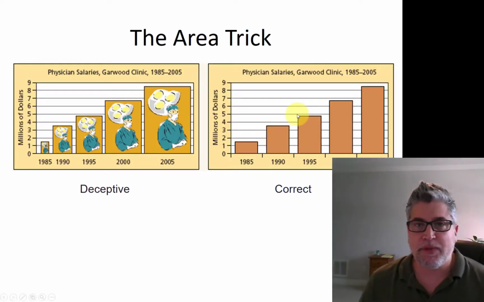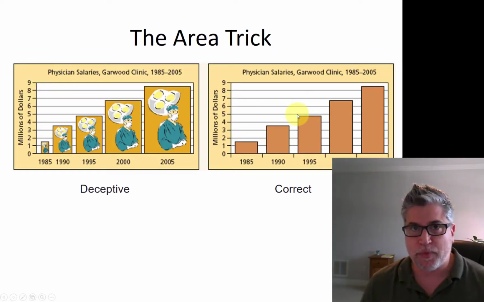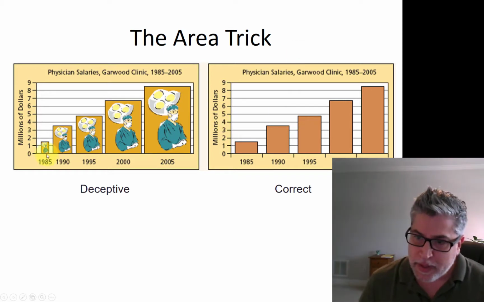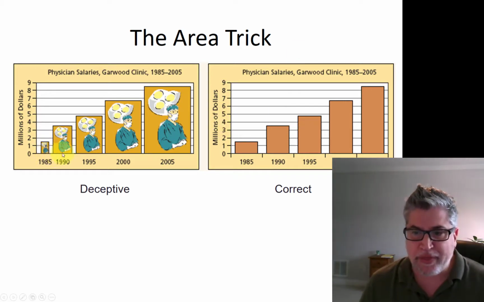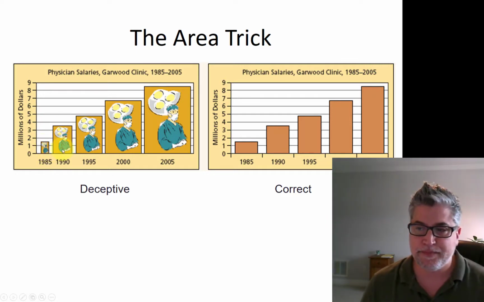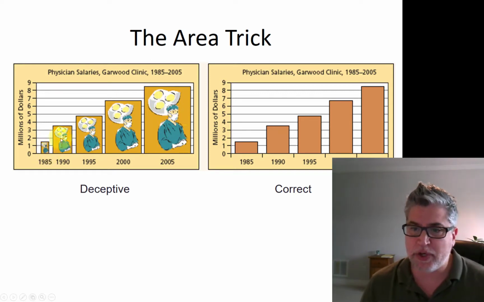The area trick is something people do with bar charts or bar graphs. The bars should have equal width, and the difference should just be the height difference. But instead, what this person did is they varied not just the height, but also the width. So the area here is so much bigger than the area here.